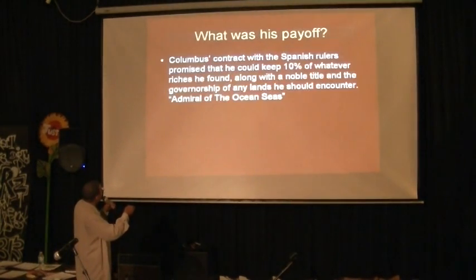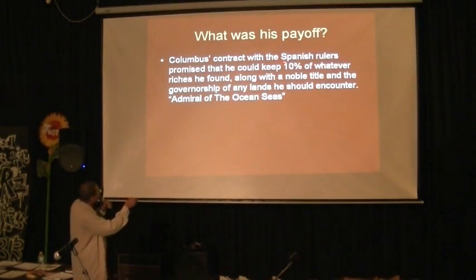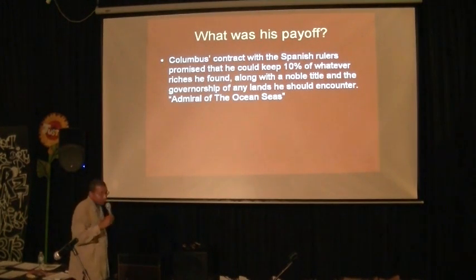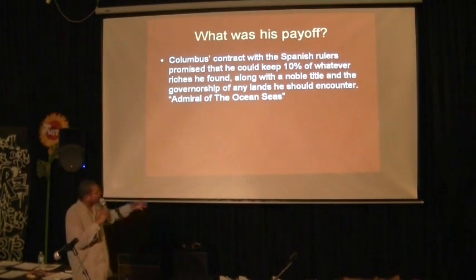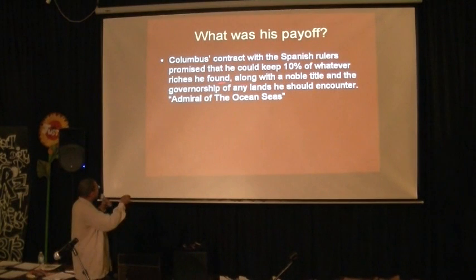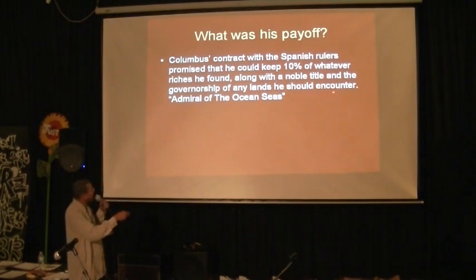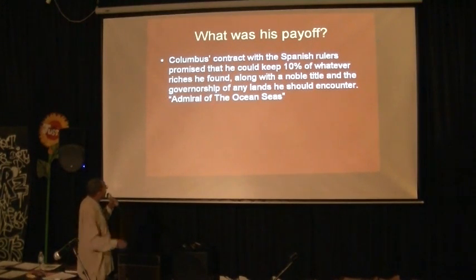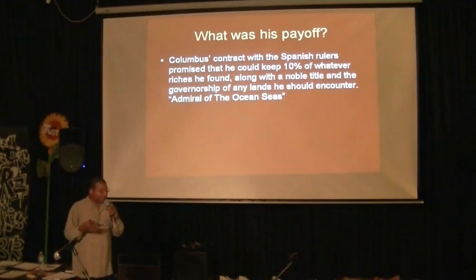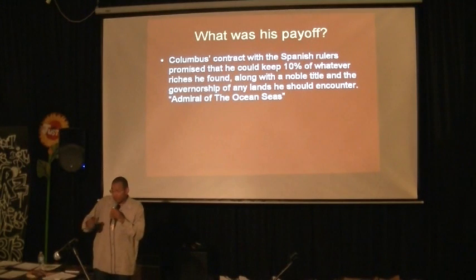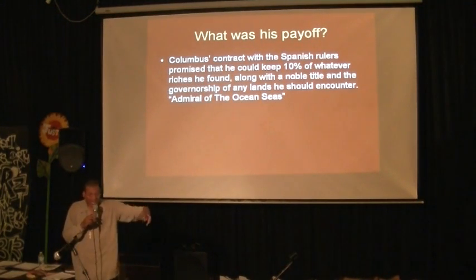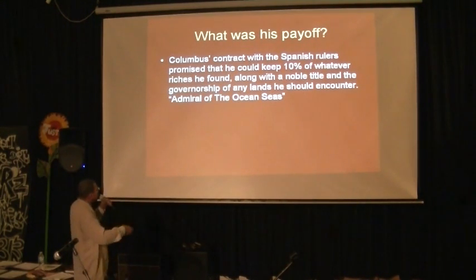All right, now, Columbus' contract with the Spanish rulers, King Ferdinand and Queen Isabella, was that he could keep 10% of whatever riches he found, along with the noble title and governorship of any lands he should encounter. He got the title of Admiral of the Ocean Seas, and he was like the governor of these lands that he so-called discovered as well.